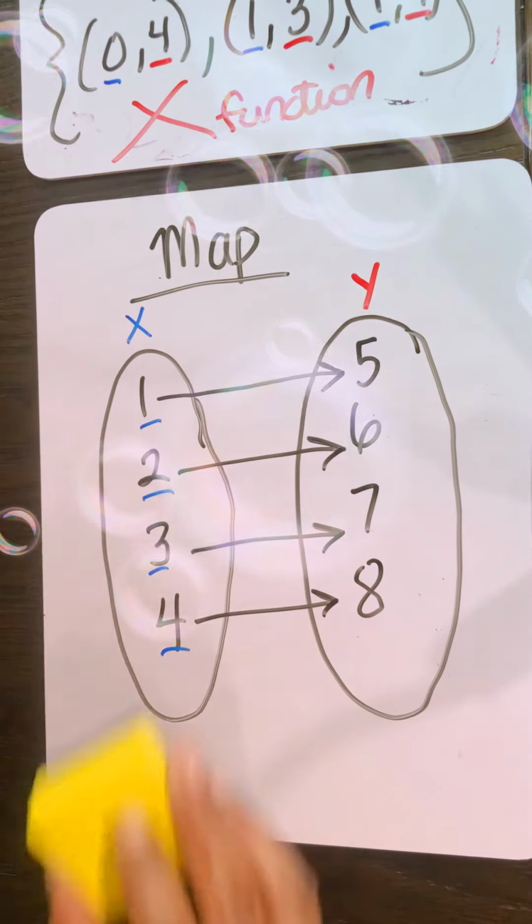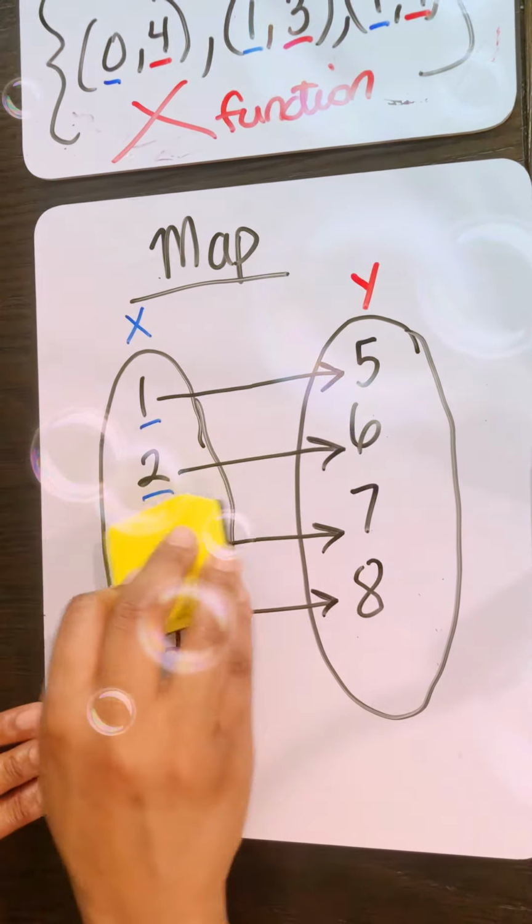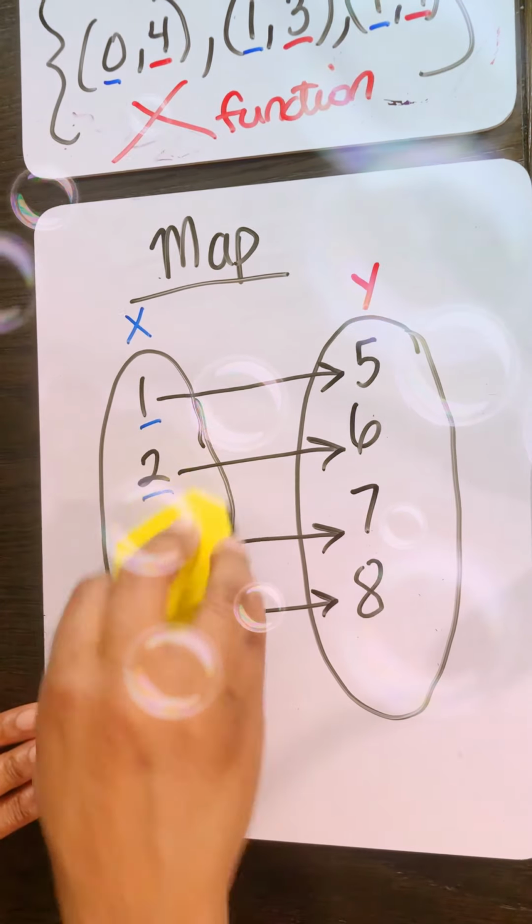But what if we were to have this example? What if this were a 2?